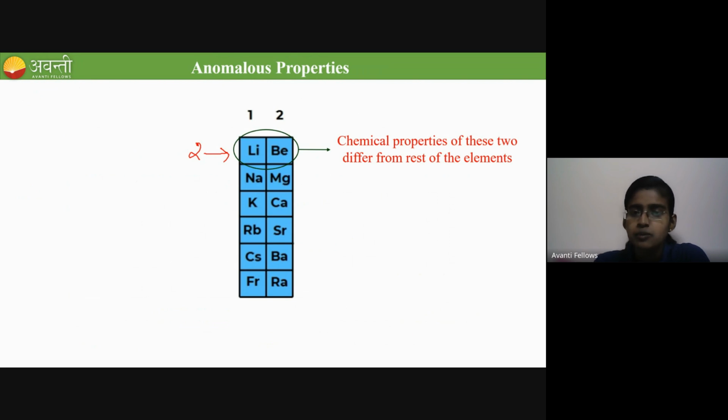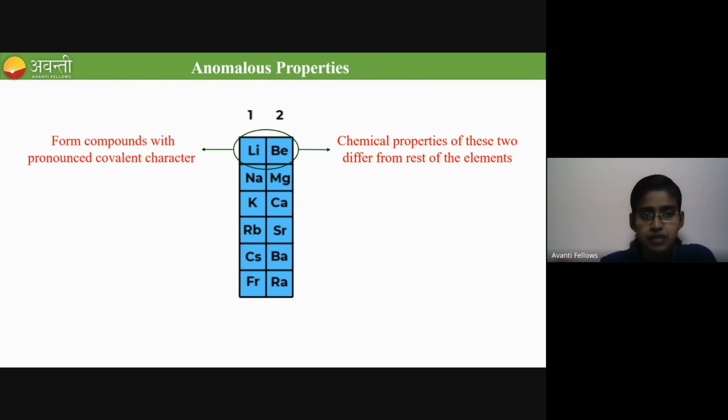Okay, suppose if I want to take one example, these two elements form only covalent compounds, whereas its group elements form ionic compounds. They form compounds with pronounced covalent character, but the other elements of this group form ionic compounds. Sodium chloride, potassium chloride, they are ionic in nature. But lithium chloride is covalent in nature.